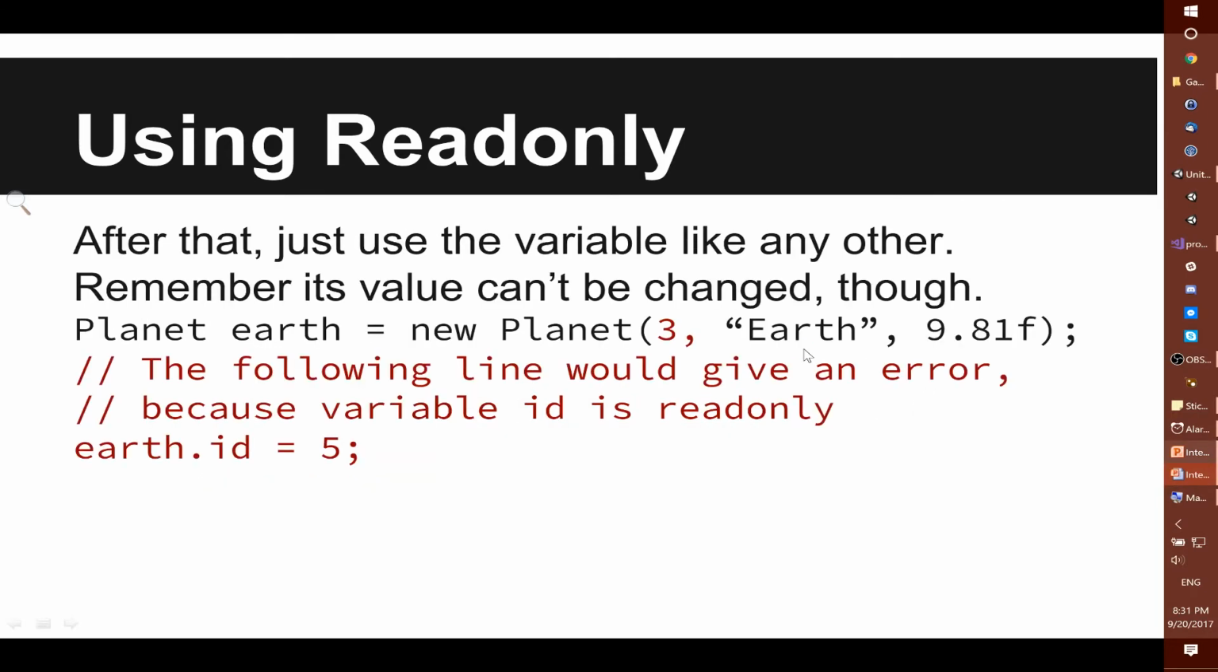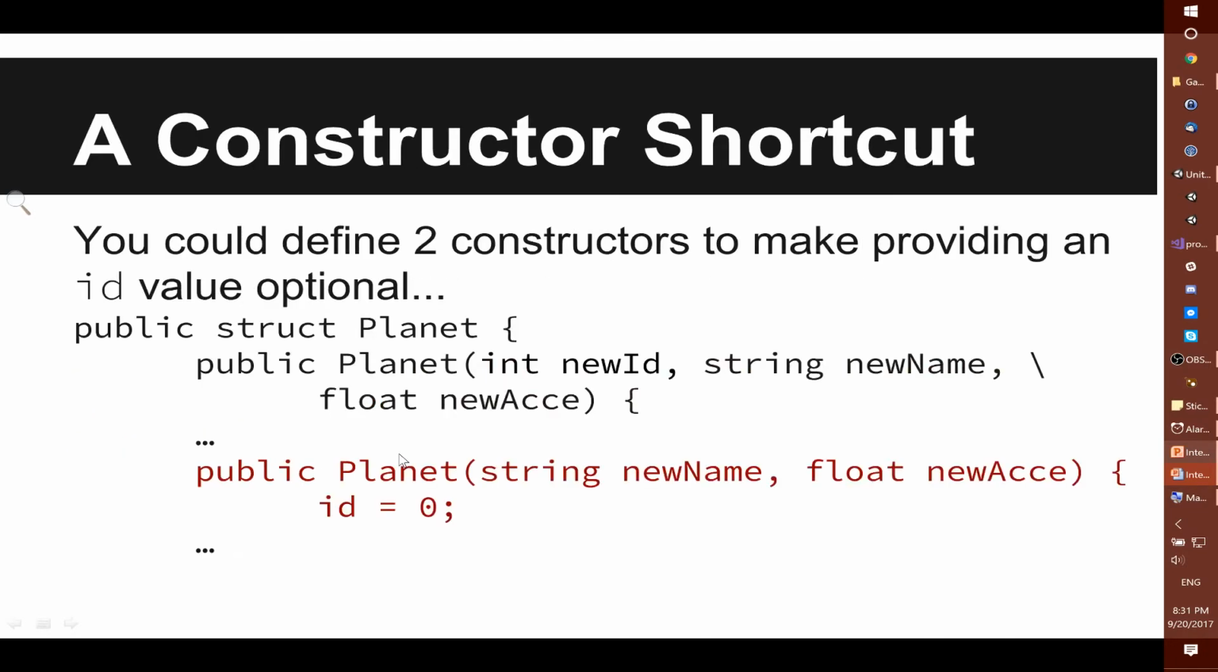So read-only. After that, just use a variable like any other, just with dot ID. Remember that you can't change its value though. So the first line is valid. The second line right here, earth.id equals 5, is invalid because it's set to read-only.